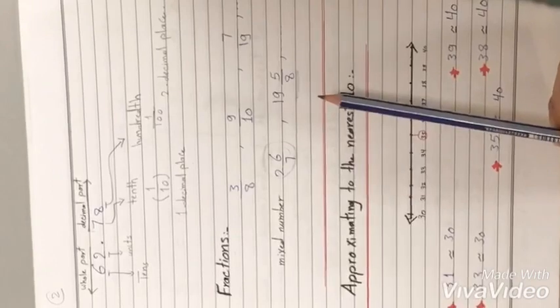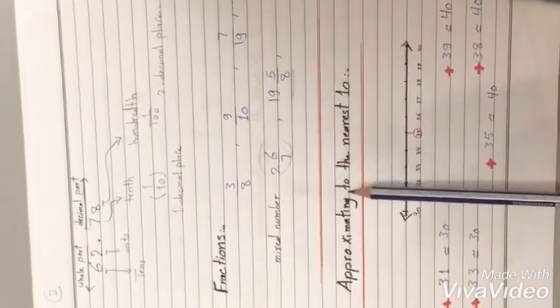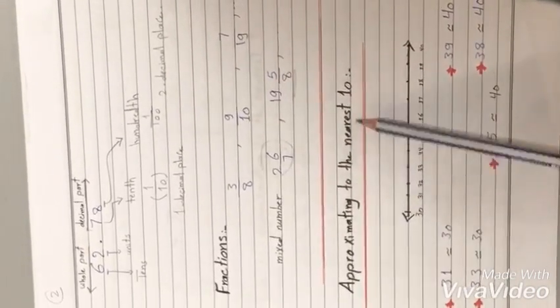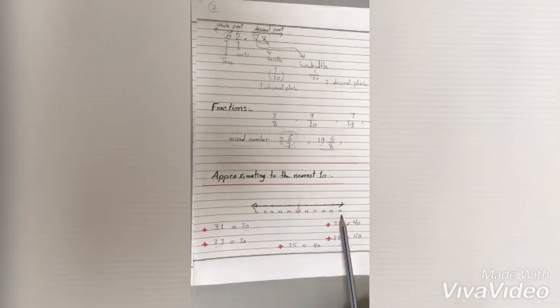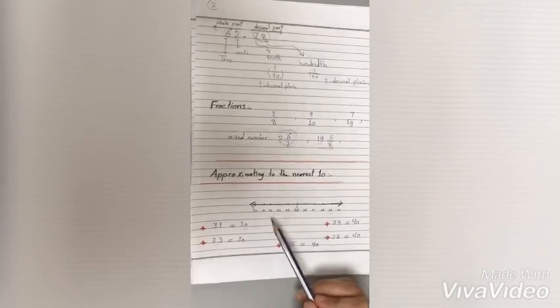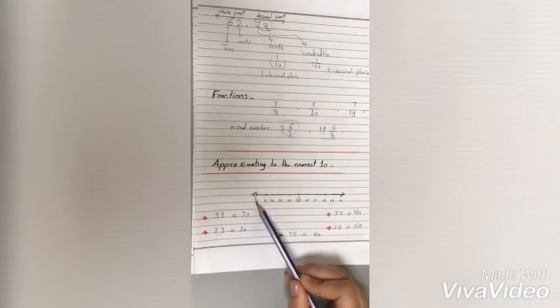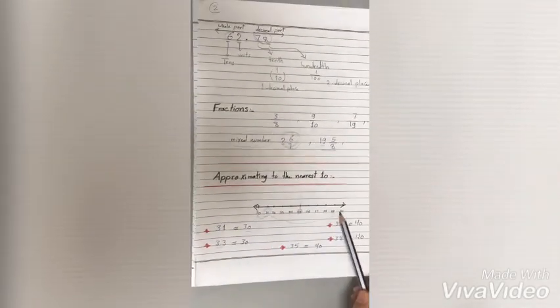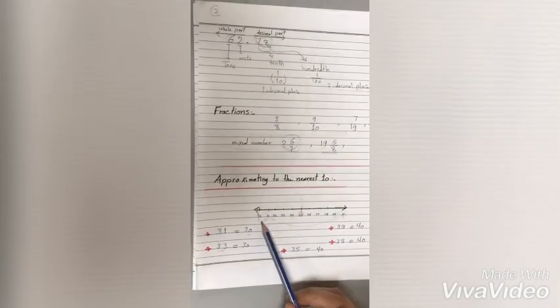Now we want to start our lesson. First, approximating to the nearest 10. Look at this number line. Numbers from 30 up to 40. What's your opinion about 31? Is 31 nearest to 30 or nearest to 40? 31 is nearest to 30.